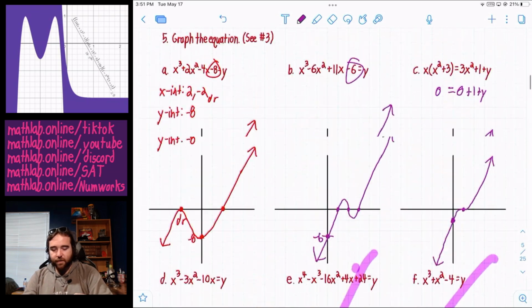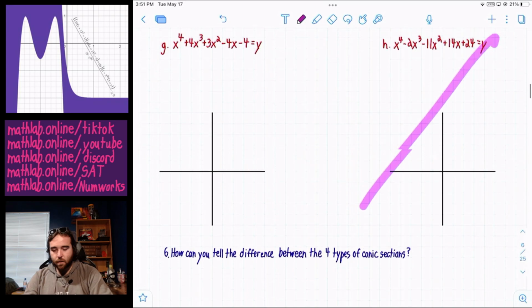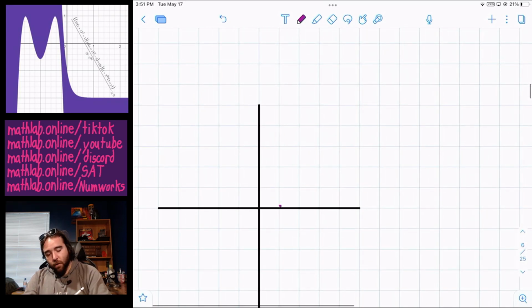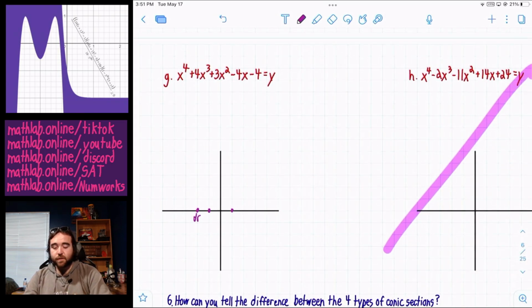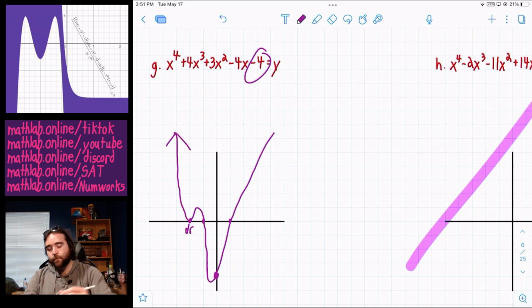So let's come down here to graph it. 1, negative 1, negative 2 double root. And what's the y-intercept? Negative 4. And that looks good because we know we're going to finish up. We got to hit through there, we got to cross through there, we got to hit there, and we got to bounce.